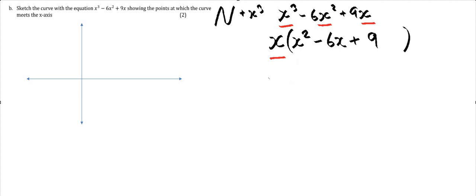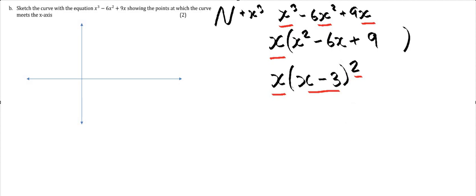Now I need to factorize my quadratic. So I've got x times x squared minus 6x plus 9. Remember, this is our sum and this is our product. Well, the sum is negative, so that means both of my roots need to be negative 3, because negative 3 plus negative 3 is negative 6, and negative 3 times negative 3 is plus 9. So now I've got one root and another 2 roots here.